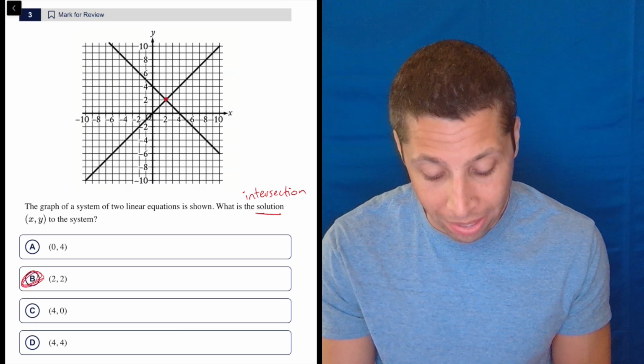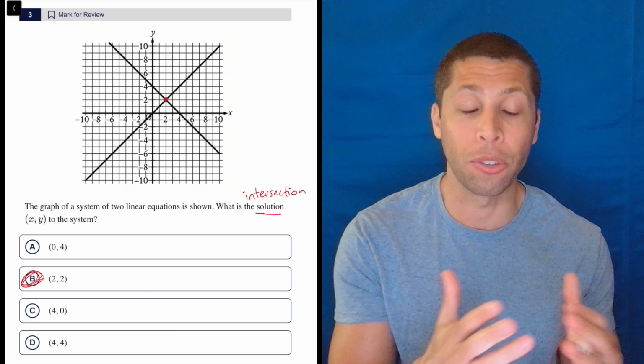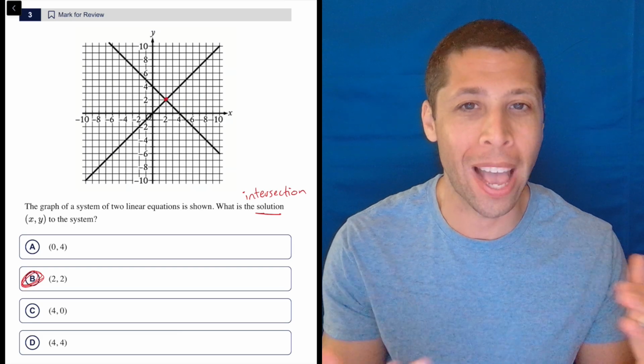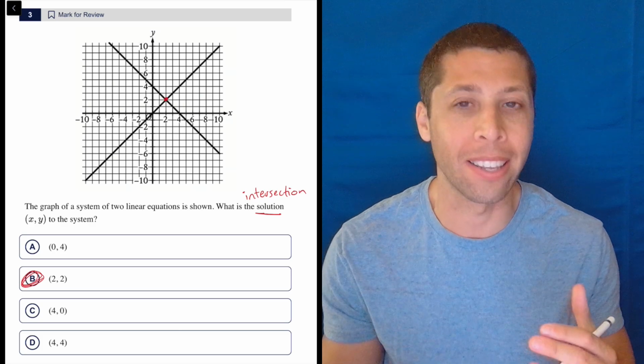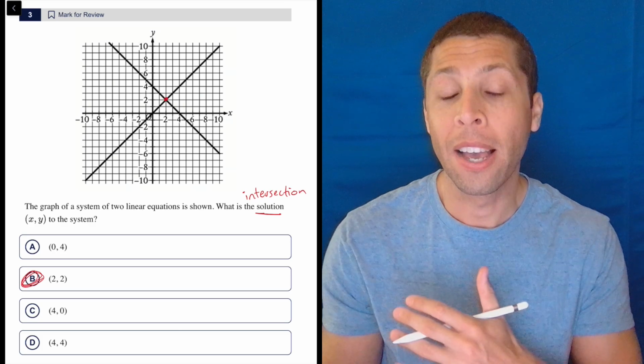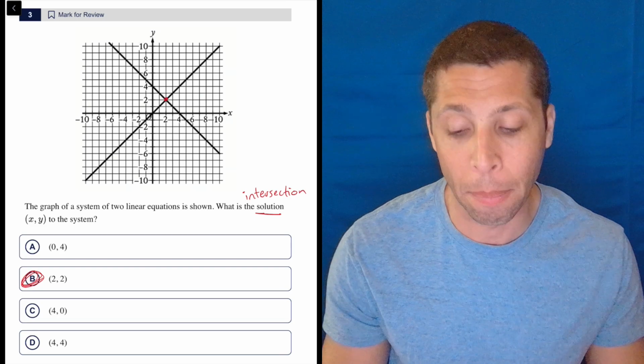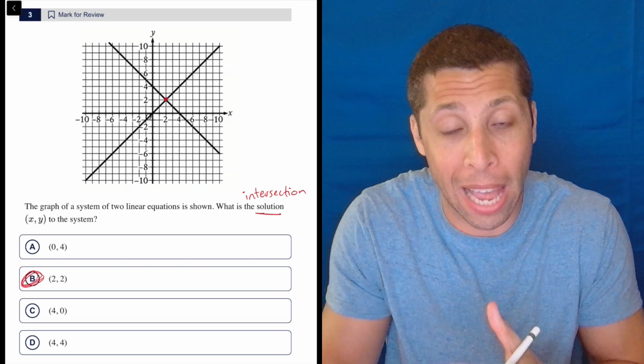So there's really no way to mess that up, because sometimes what these ones will do is, yes, they're asking for a point, but then they will try to get you confused with X and Y, right? They'll give you, like, let's say the intersection was at 2, 3. They might also give you as an answer choice 3, 2, right? Trying to get you to mess that up. That's not even happening here. It's not even possible to happen here.